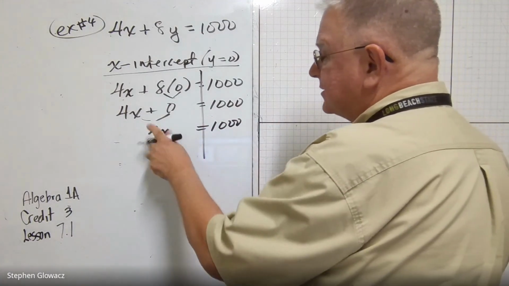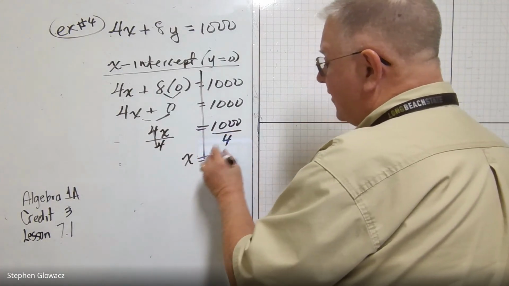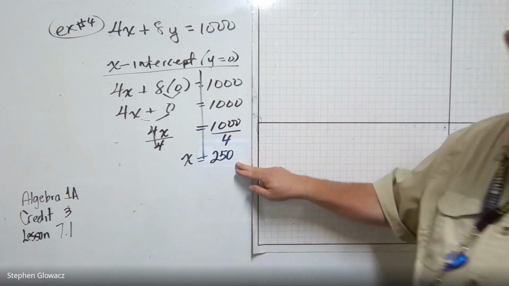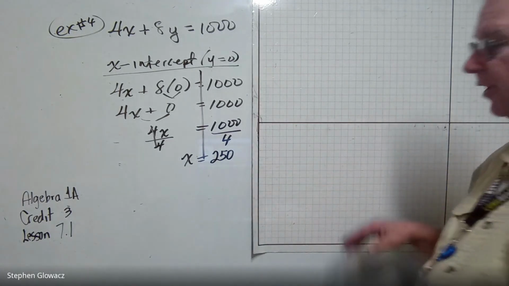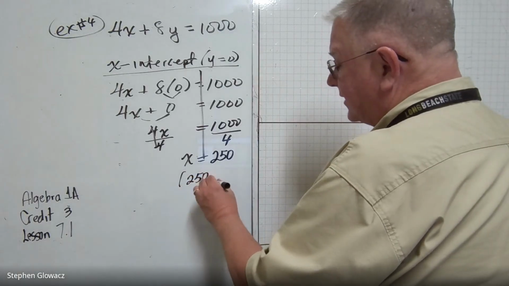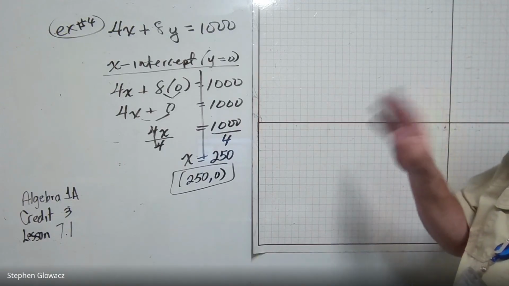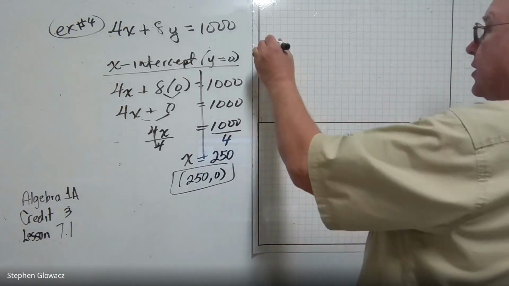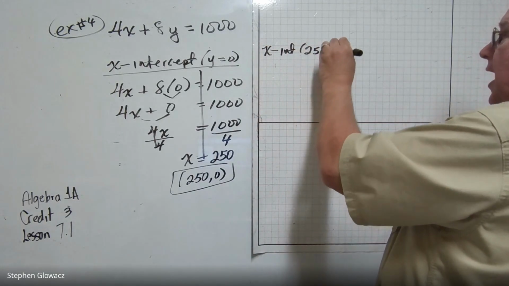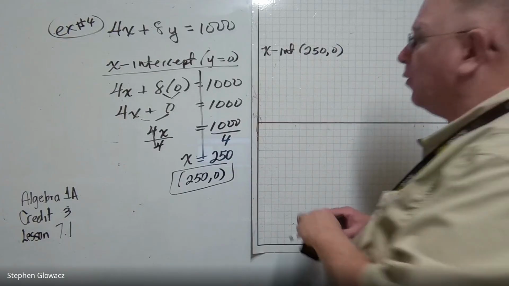Our last step, x is being multiplied by 4, so we divide by 4 to each side. 1,000 divided by 4 is 250. So our x-intercept is going to be 250. And to write that as an ordered pair, we would write that as 250 and 0. All right, so that's finding the x-intercept, and we're going to go ahead and write that up here to remind us, because now we're going to erase all of that and find the y-intercept.